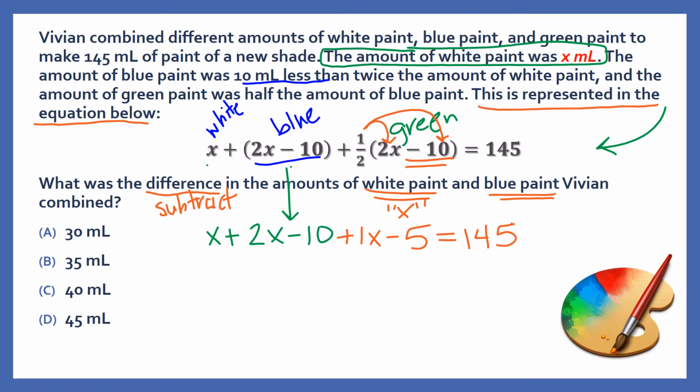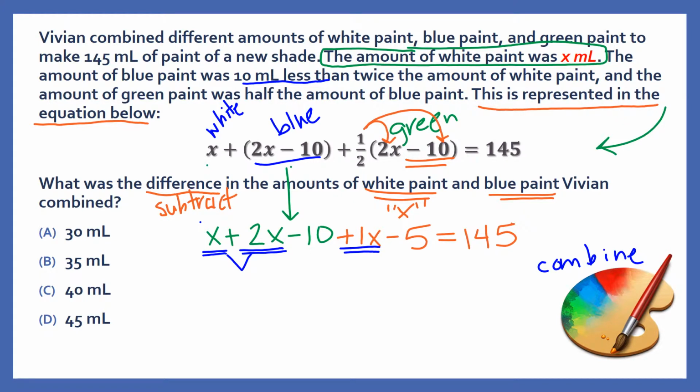Okay, so now I have no parentheses. I'm one step closer. I've used the distributive property. Next line of work is to combine like terms. So x, 2x, and 1x are like terms. Remember, a like term has the same variable with the same power. So I'm going to combine these now.